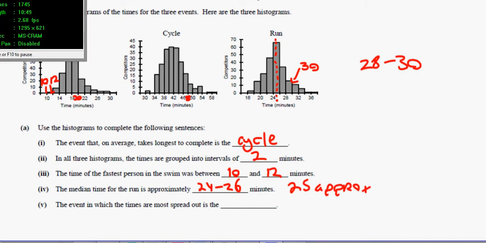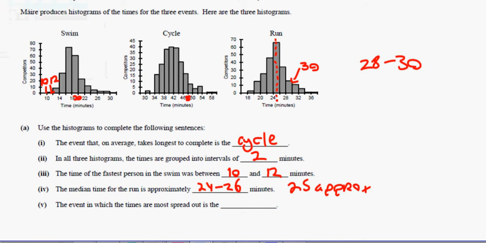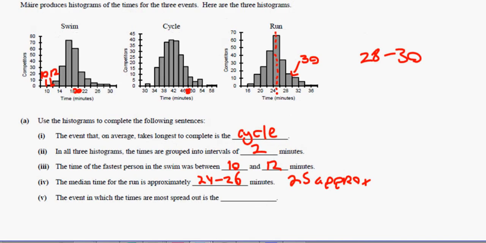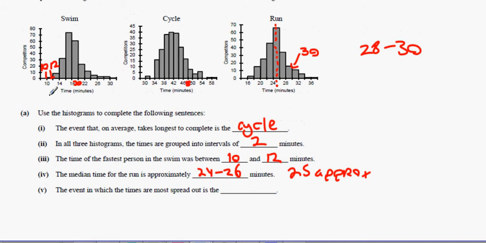Okay, so which event is the most spread out? You can see that the times for the swim go from 10 to 30, so 10 going up to 30 is the fastest to the slowest. The cycle is 30 to 60. And finally the run is 16 to 38. So you can see that 30 to 60 is the biggest spread. So the event in which the times are most spread out is the cycle.